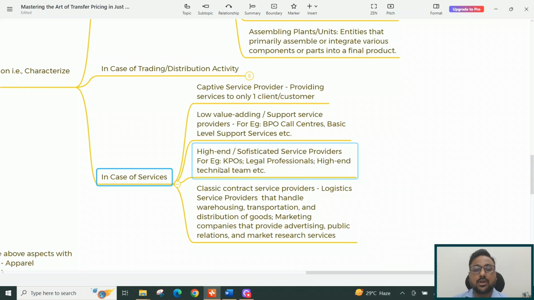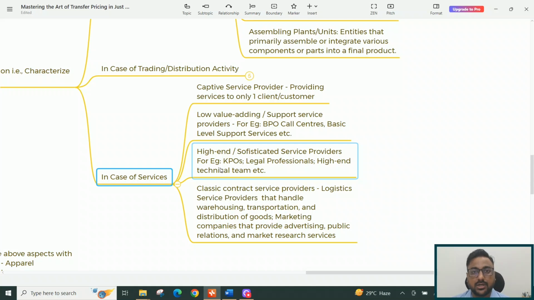And then there are classic contract arrangements, like logistics functions. Logistics is an entire set of services, right? So logistics service providers, that type of entities, may have their own remuneration model also, on the basis of freight, right? Then there are marketing companies also, who charge on the basis of the report, providing of that report. So this type of service providers are also there.